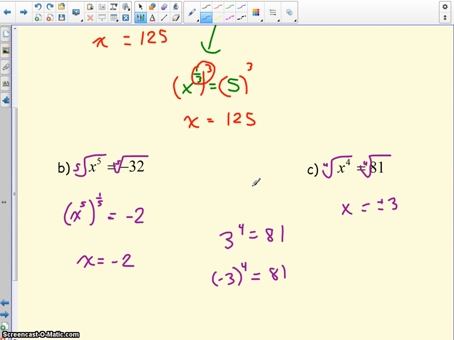So again, just to recap, when you're solving an equation and you have to take an odd root, you're only going to get one solution. If you're taking an even root, that's when you use the plus or minus, like you did when you were solving quadratics.